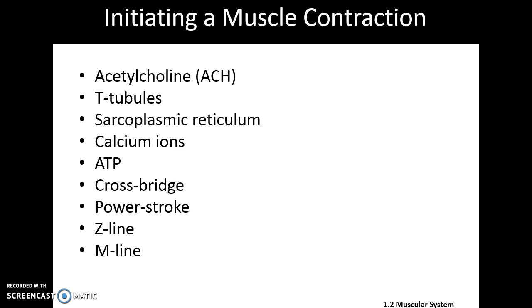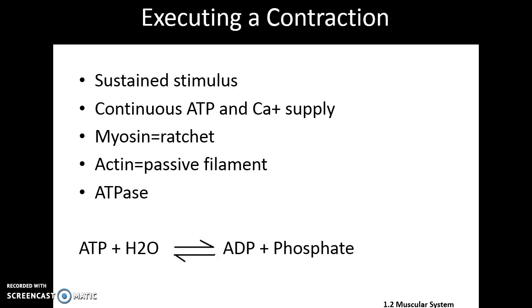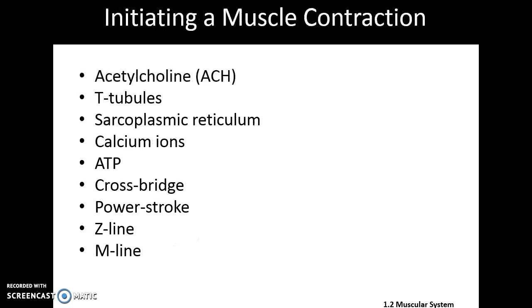Next, the ATP is broken down in an exothermic reaction, which releases the energy needed for the power stroke, which actually causes the sarcomere to shorten. This is repeated along the whole of the myofibril, so the muscle can contract. The sarcomere shortens as the Z lines contract towards the M line.